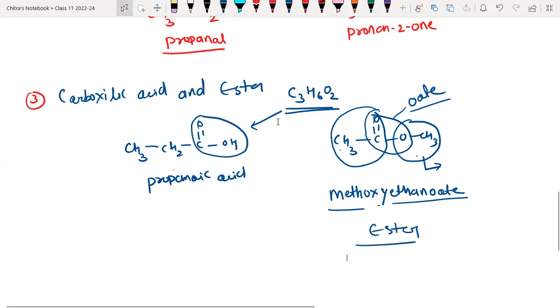See here again we have the same molecular formula, for which we have 2 different compounds with different functional groups. Everyone understood that? So this is about the functional isomers. Again, take a screenshot one by one.